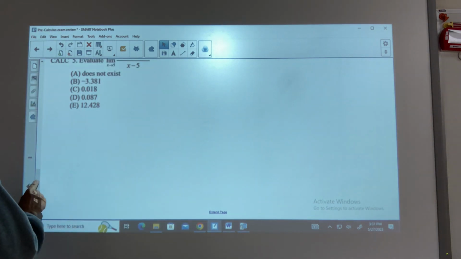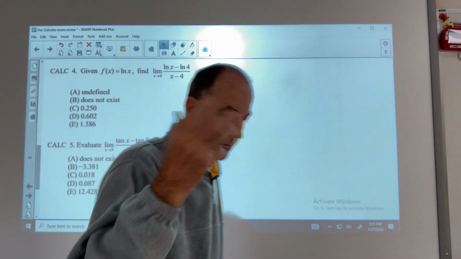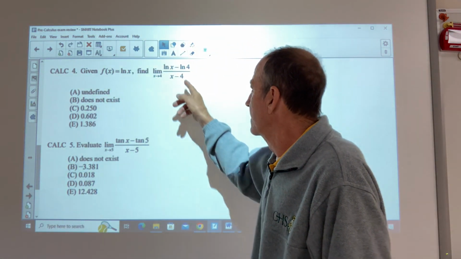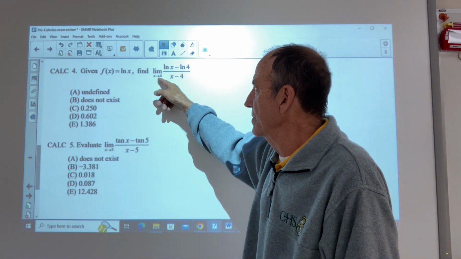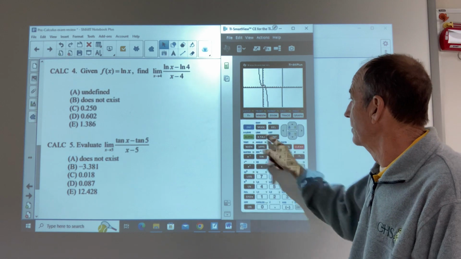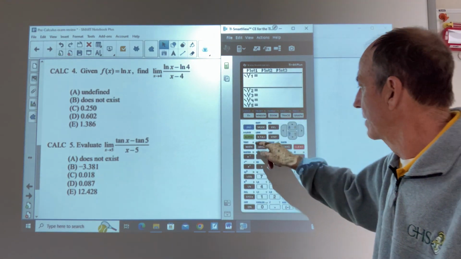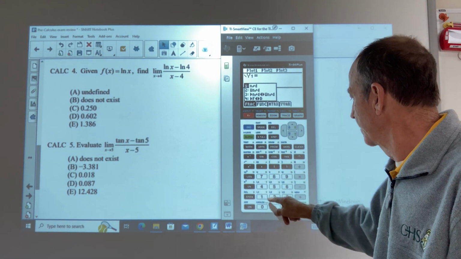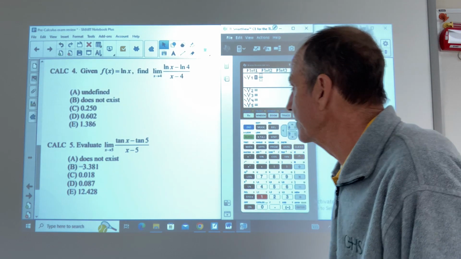So let's see, we're going to have this ratio of the log of x minus the log of 4 over x minus 4 and see what happens when x gets close to 4. So again, a calculator problem. For here, we're going to throw in the fraction, right? There's a way of doing that if you want to. If not, you can just use parentheses around the numerator and parentheses around the denominator.